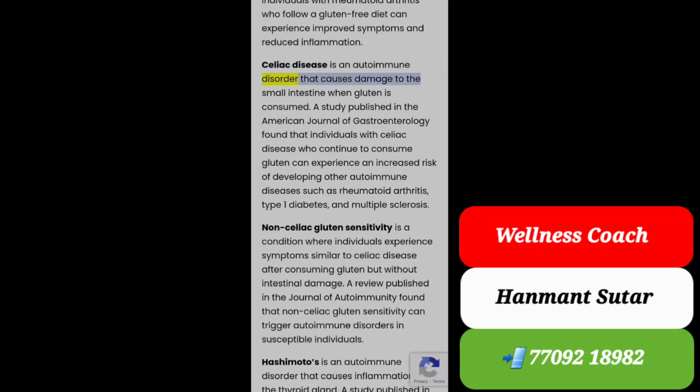Celiac disease is an autoimmune disorder that causes damage to the small intestine when gluten is consumed. A study published in the American Journal of Gastroenterology found that individuals with celiac disease who continue to consume gluten can experience an increased risk of developing other autoimmune diseases such as rheumatoid arthritis, type 1 diabetes, and multiple sclerosis.